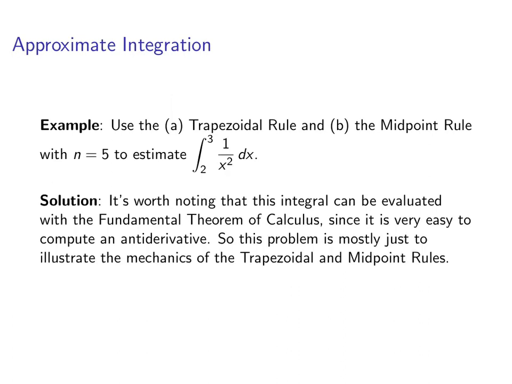All right, so we're just illustrating the mechanics of these rules. We're picking n equals 5, a equals 2, and b equals 3. a and b are the lower and upper bounds on the integral.